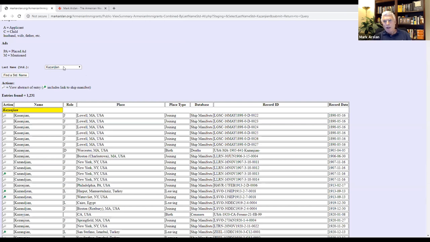So if you look in here, I don't think I've got a name that's spelled exactly like Harikian. So I took all the different variations of that name and I gave a standardized name as a label to that grouping of names. But if you don't know what my standardized names are, and you can't find the name you're looking for in here, you click on this little button here. This is Find a Standard Name.